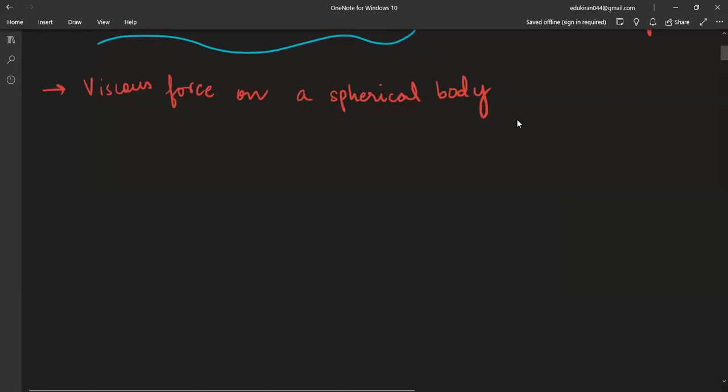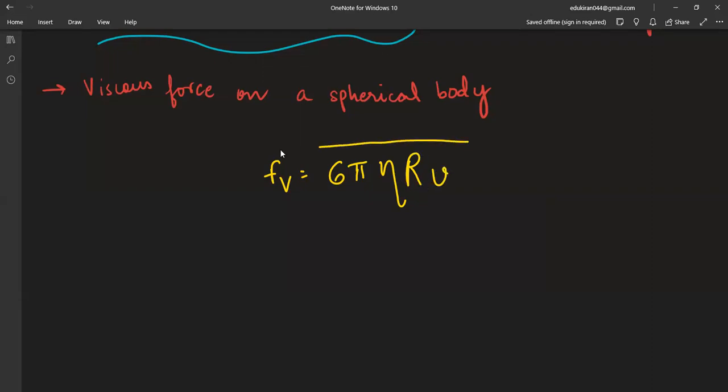Viscous force on a spherical body. This viscous force is given by 6, a constant number, pi, you already know 3.14, eta, which is the coefficient of viscosity, r is the radius of the body and v is the velocity. This is what you have to remember about Stokes' law. This is exactly Stokes' law.